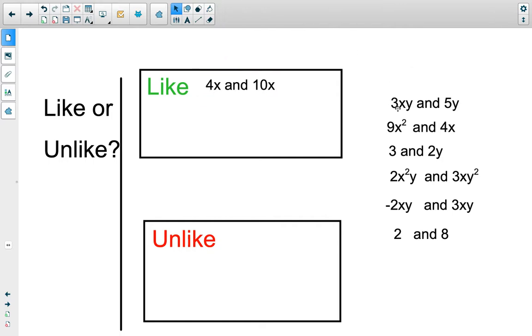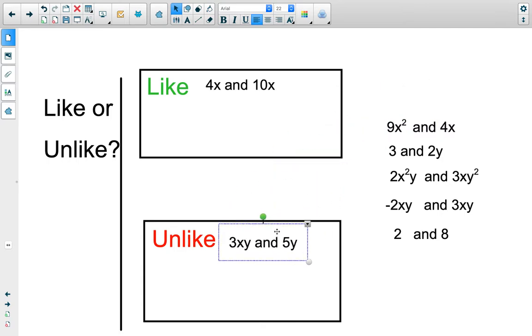Let's look at our next example. I have 3xy and 5y. Well, they both have a y, but this one also has an x, so they don't have the same variable. I can't add these and make it 8xy because this one does not have an x on it. These are unlike terms.